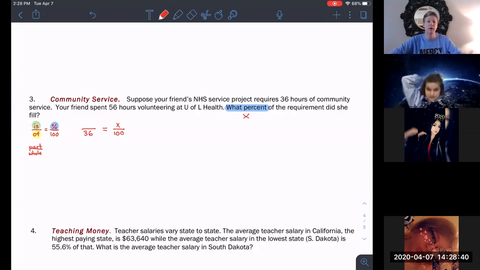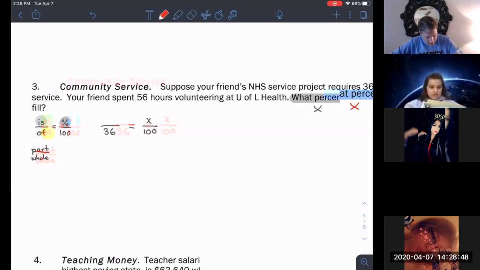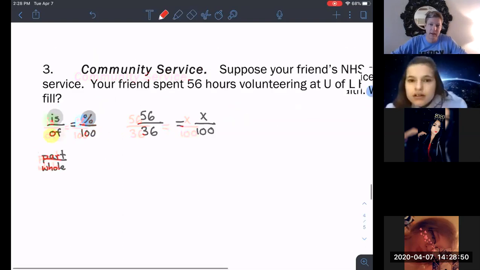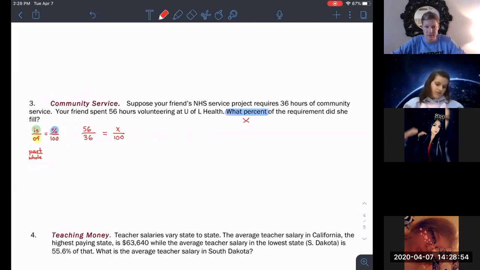That's why I wanted to show you this application, and why I put it in this packet. So the 56 actually goes on top. And this means we're going to expect a percentage that's higher than 100%. They didn't need to do 56 hours. They only needed to do 36. The fact that they did 20 extra hours means they did more than 100% of their requirement.